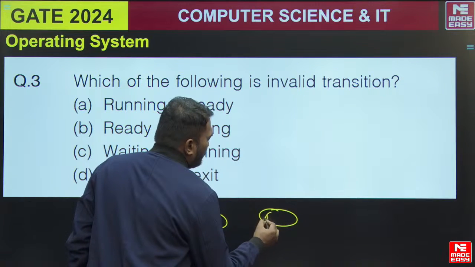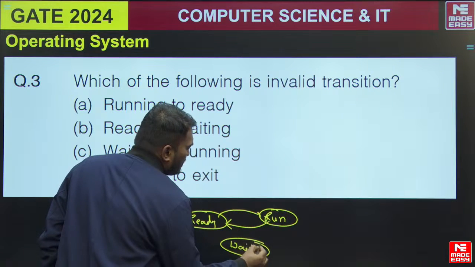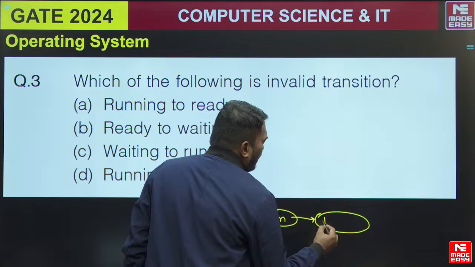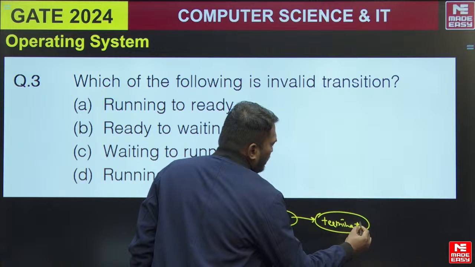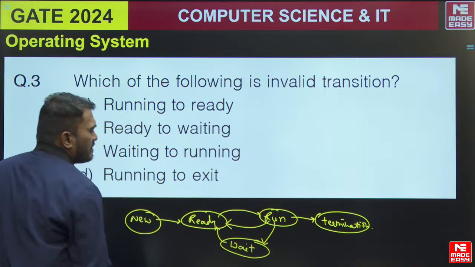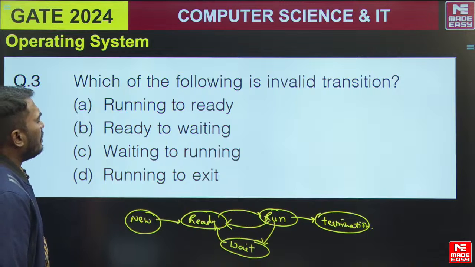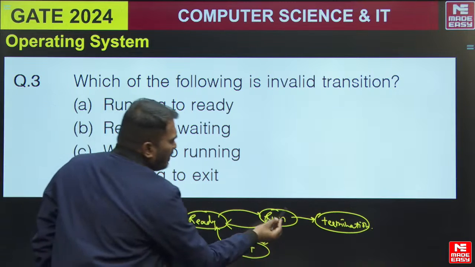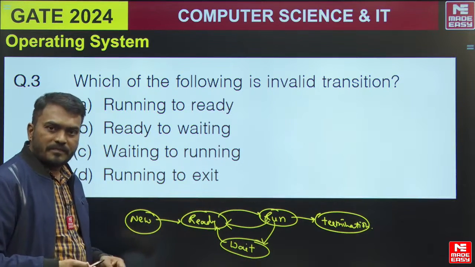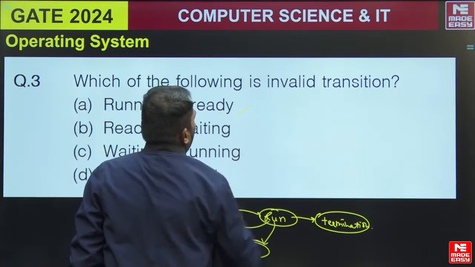We have the ready state, the running state, a typical process state diagram like this. This is the wait state, and next the completion, termination or exit state. Here is the new state. Now which of the following is an invalid transition? Running to ready: is it valid? Yes, running to ready is valid, because when a high priority process comes, or when the time quantum expires, the running process may be preempted. So that is valid.